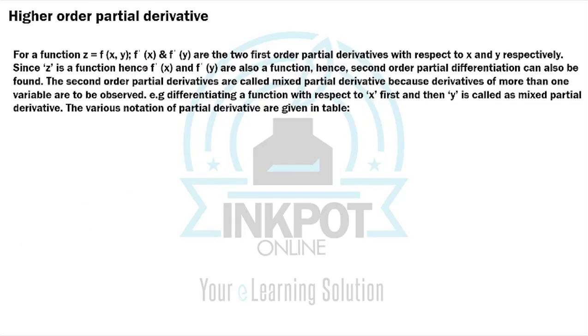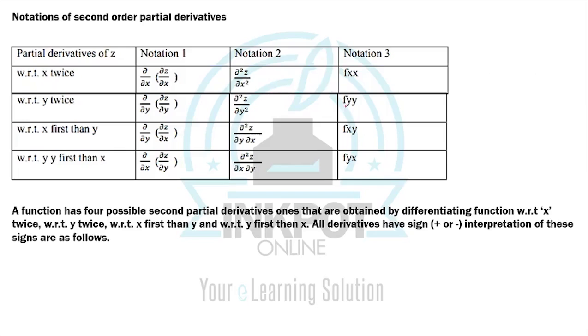Now for a function z is equal to f of x, y, f prime x and f prime y are the two first order partial derivatives. Since z is a function and f prime x and f prime y are also functions, second order partial derivatives can also be found. Differentiating this function first with respect to x and then with respect to y is called the mixed partial derivative. The various notations for partial derivatives are given in this table. You have fxx, fyy, fxy, and fyx. Now, you will also study something known as Young's theorem, which would tell you that the values of these two are actually equal. But we'll get to it when we get to it.